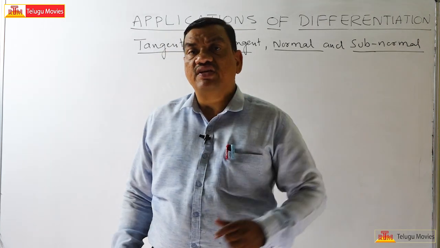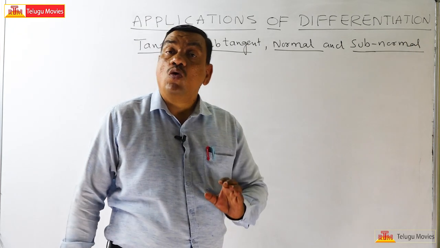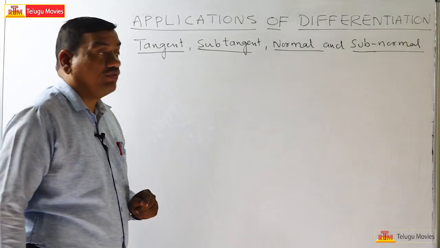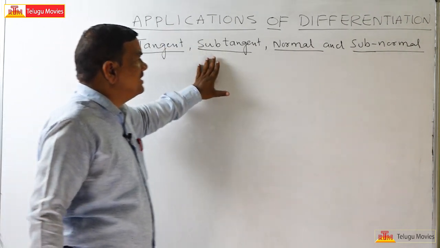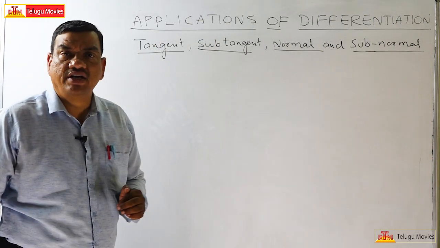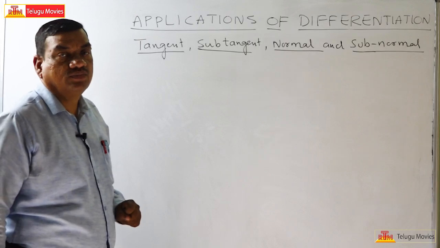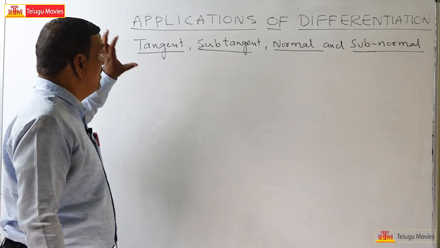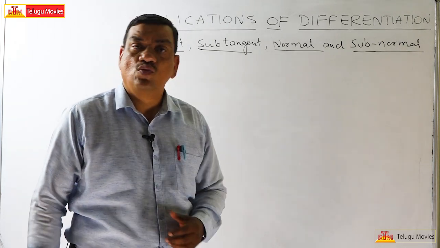In the previous class I explained the angle between two curves. Now another concept that we are going to discuss today is tangent, subtangent, normal and subnormal. What are tangent and normal? We already know that. What are subtangent and subnormal? That also we are going to see, and what their lengths are.